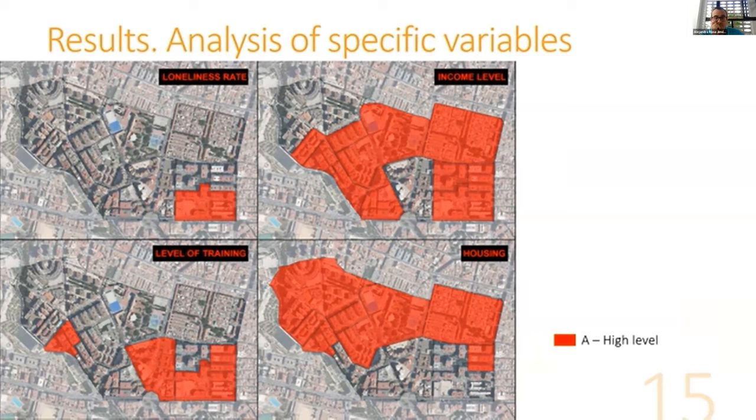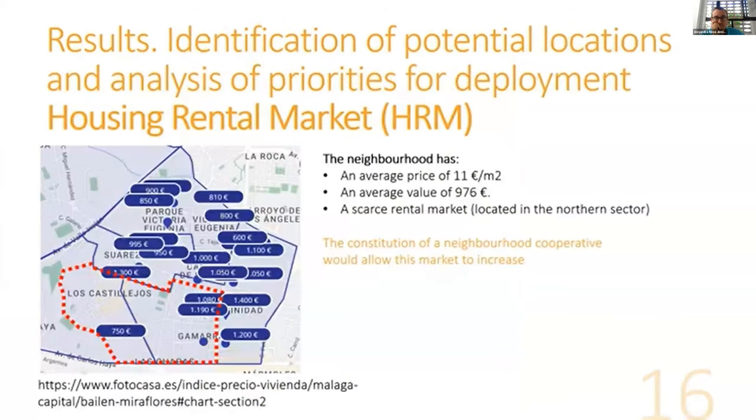In housing, the share of dwellings with three or more bedrooms is high, ranging from 64 to 96%, indicating a broad willingness of the selected neighborhood to share housing. The level A area is located in the northern sector of the study area. The neighborhood has a rental market with an average price of 11 euros per square meter and an average value of 976 euros. The area under analysis has a current rental market, most of which is located in the northern sector. Therefore, the constitution of an NCE would allow this market to increase.